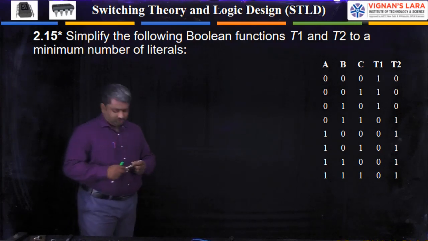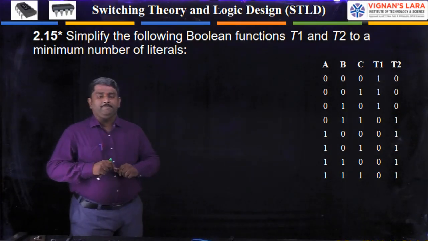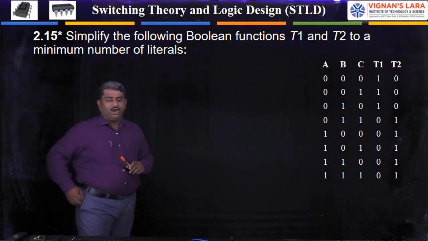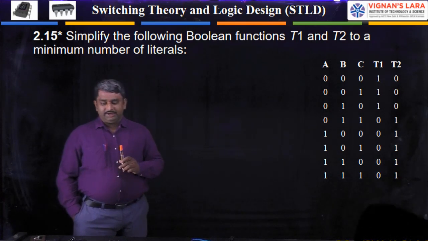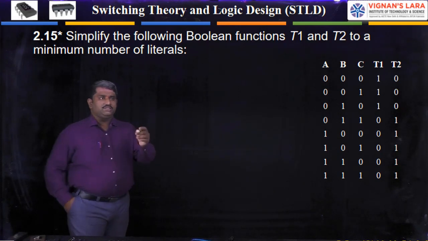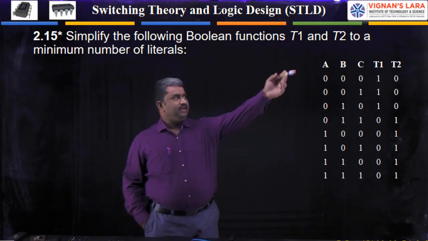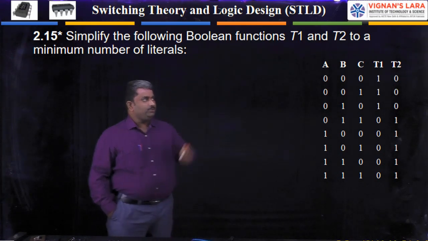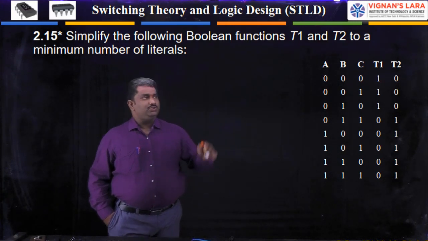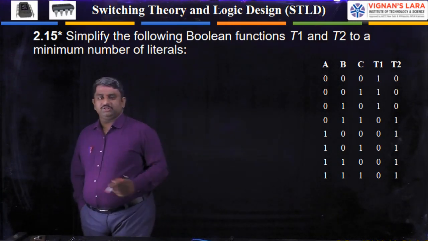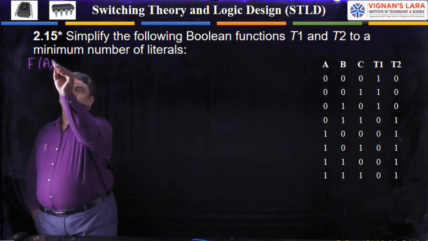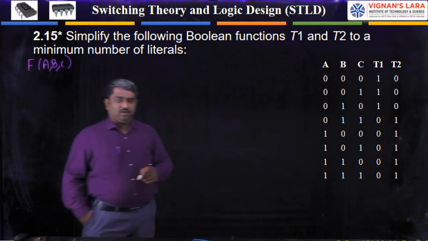Now we will see the simplification. Here the question is: simplify the following Boolean functions which are given in the truth table, T1 and T2, to a minimum number of literals. See the problem here: A, B, C, T1 and T2. Three input variables A, B, C are given, and T1, T2, these two output functions are given. It's a very simple thing. Here we have three input variables, that is f of A, B, C, three functions given.